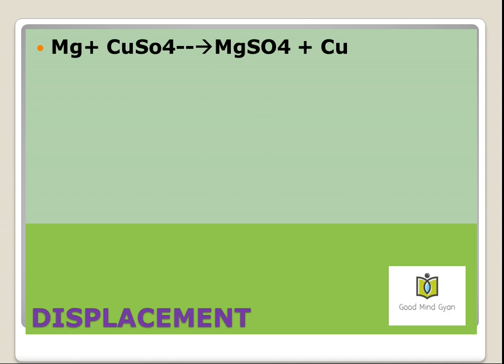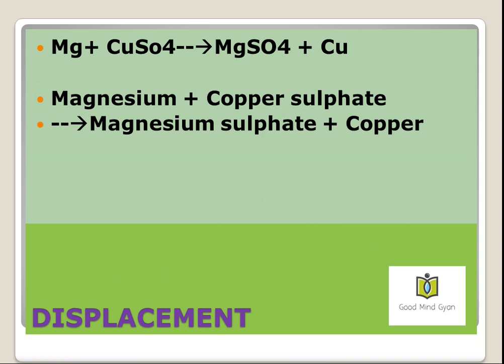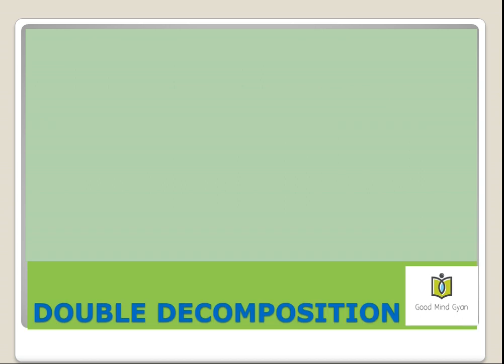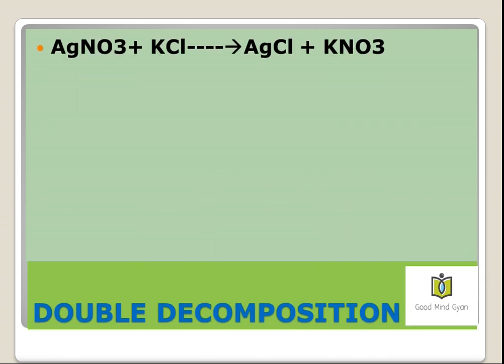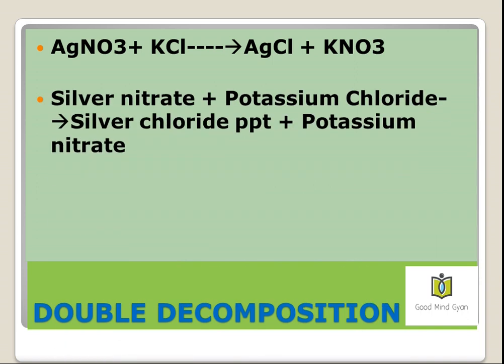Then comes the displacement reaction. Magnesium reacts with copper sulfate to give magnesium sulfate plus copper. So here one element and one compound combine to give magnesium sulfate, which is again a compound, and you are getting an element which is the displaced element. Now we go to double decomposition where you have silver nitrate combining with potassium chloride to give silver chloride plus potassium nitrate. Silver nitrate is a compound, potassium chloride is a compound, silver chloride and potassium nitrate are two new compounds. So here you see that two compounds combine to form two new compounds.